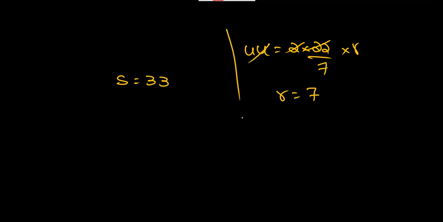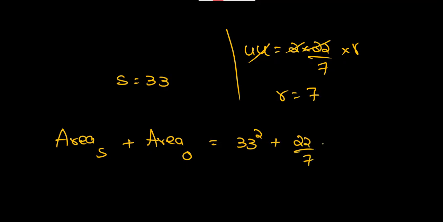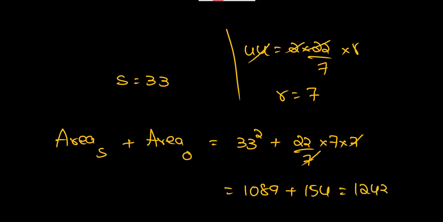The radius is 7. Now the total area of the two pieces is the area of the square plus the area of the circle. The square is 33 squared, which is 1089. The circle is 22 divided by 7 into r squared, 7 into 7, cancel, which is 154. So 1089 plus 154 is 1243 meter square, let it be.